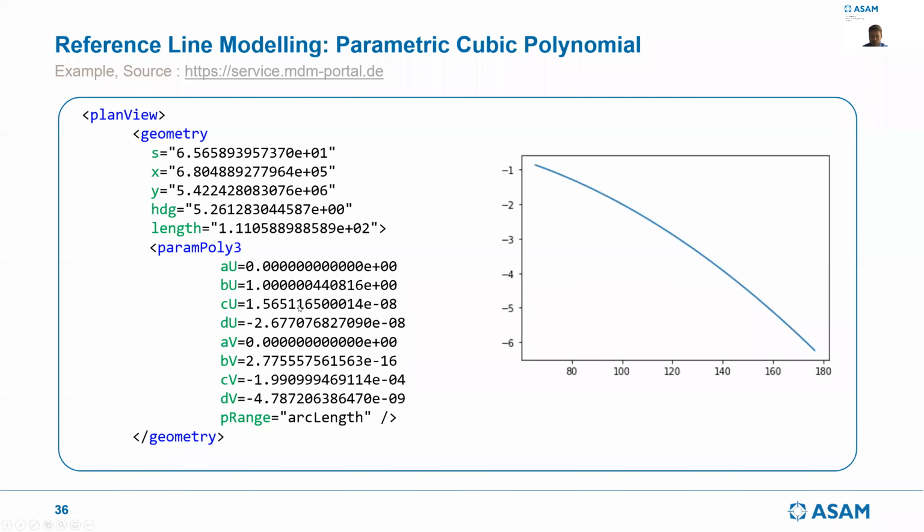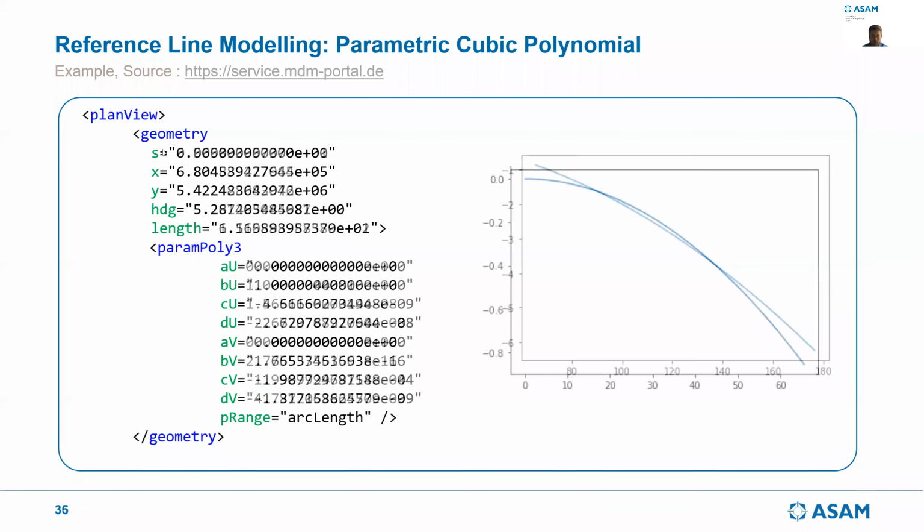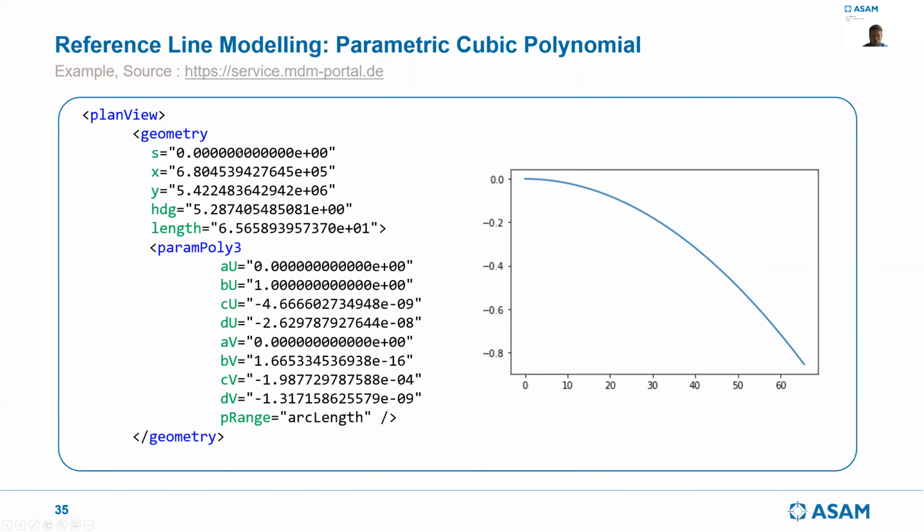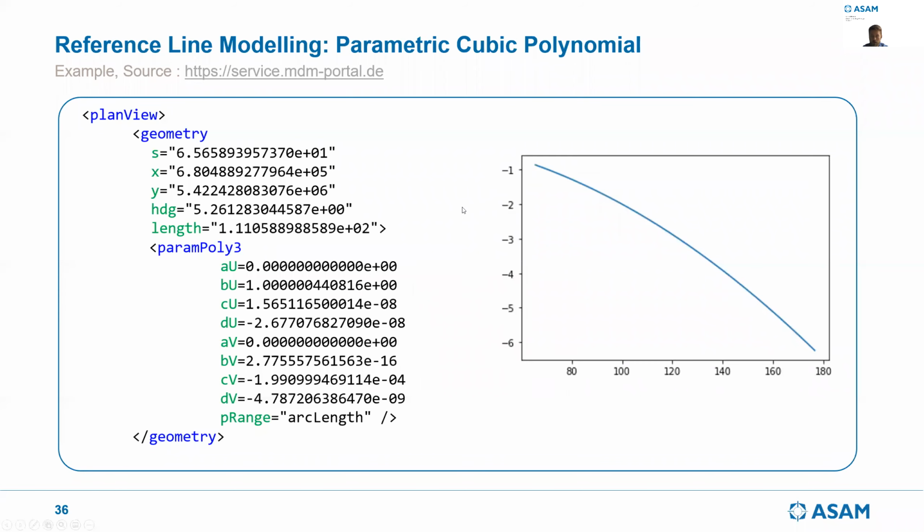And of course, you can have two of those, two different. And if you see up here, we start at s equals 0, and the length at that point is 65.65 meters. And the next geometry element starts at exactly that s coordinate where the other stopped. So they join right together. This one has a length of 111 meters, and the structure is the same.